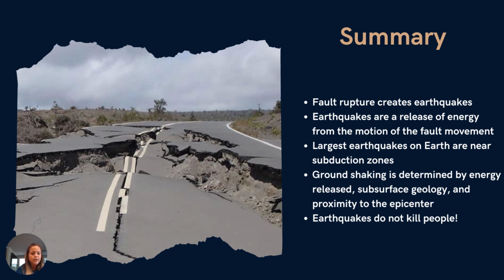The big takeaway here is that the earthquakes don't actually kill people. It's falling buildings that do, tsunamis, things like that. So earthquakes themselves don't kill people. If you are standing in a field and an earthquake happened, you're just going to fall down. But if you're in a building and the building starts to collapse, you could die. So think about that when you talk to an engineer.